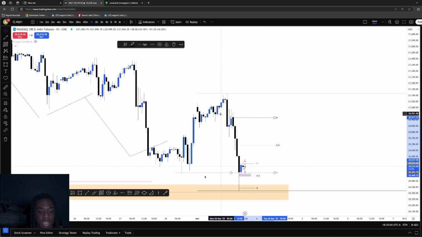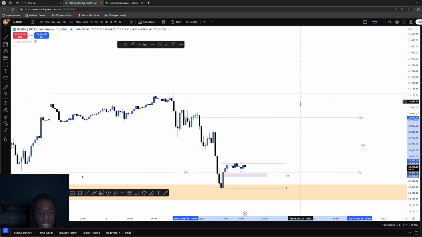Because as you can see, during the New York session, we basically just sold off all day, right? So in order for price or the market to be healthy, it has to correct itself. So I anticipated price eventually coming back up here, at least to the equilibrium, to rebalance. So knowing that, I went to the 15 minute.